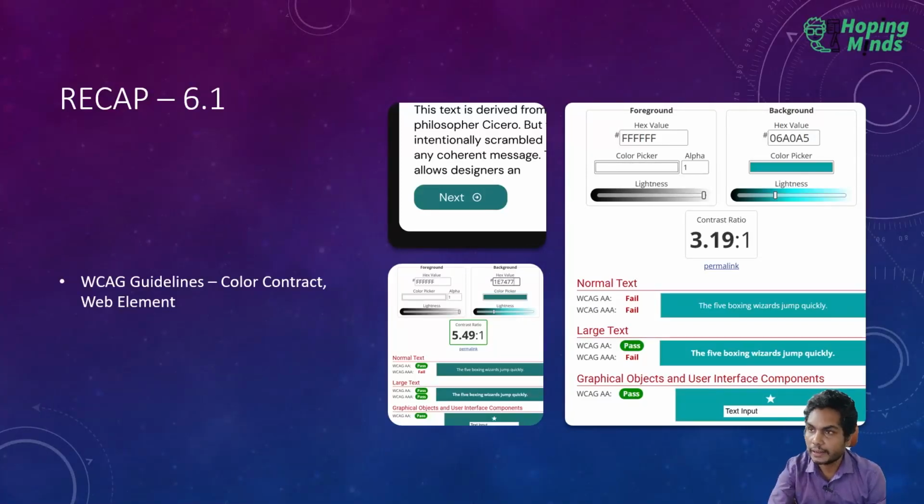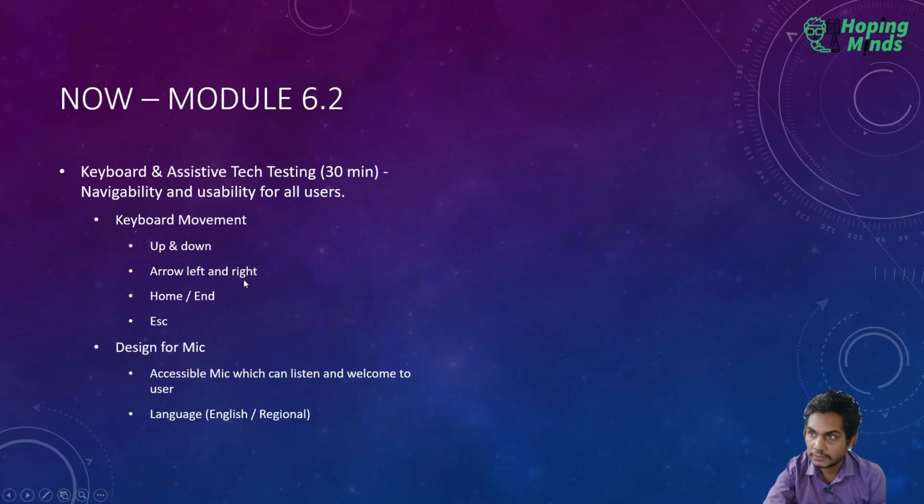Now we are at module 6.2, where we are going to learn about keyboard assistive tech testing, navigation ability, and usability for all the users and different types of users, with a general user as a perspective.